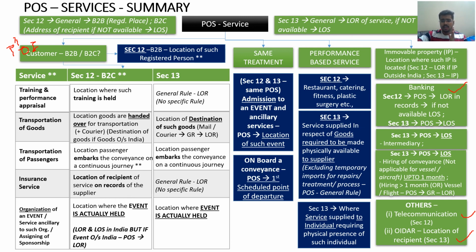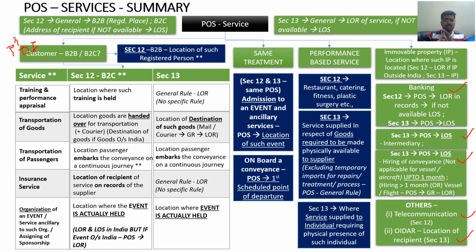And then we had intermediary services in section 13. For intermediary services, travel agent services we saw, he's facilitating supply between two parties, right? So here the law says for those kinds of intermediaries who facilitate supplies between two parties, the place of supply is going to be the location of such supplier, right? Again, POS is LOS. There's another situation in section 13 where POS is LOS, that is hiring of conveyance.